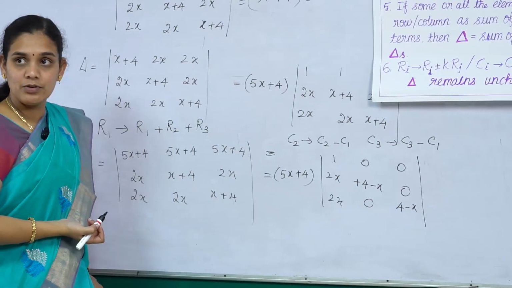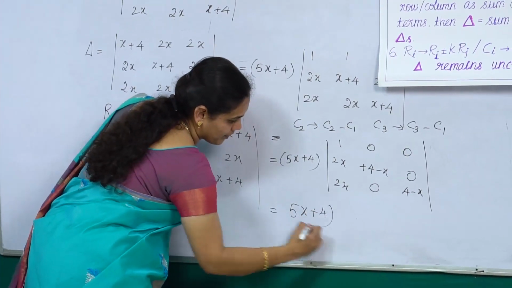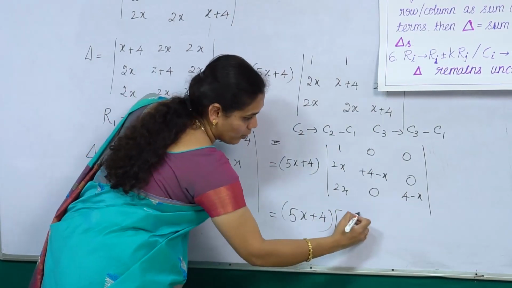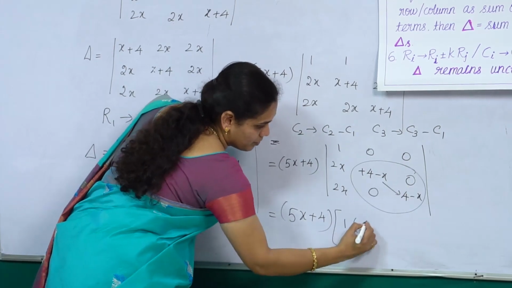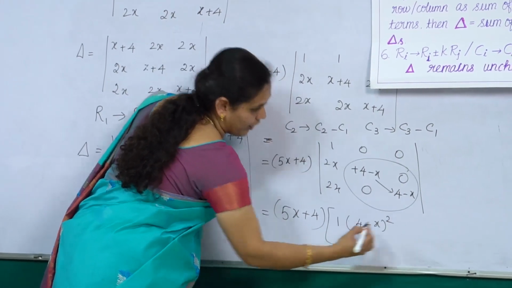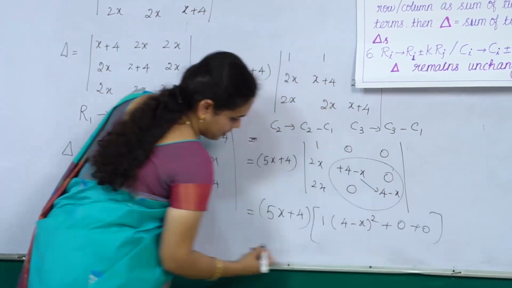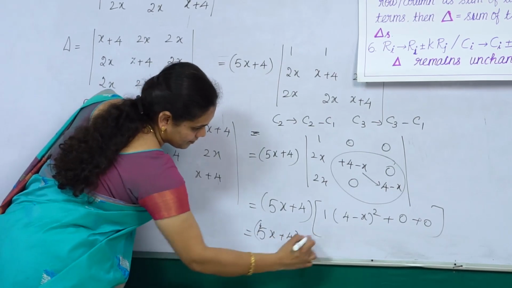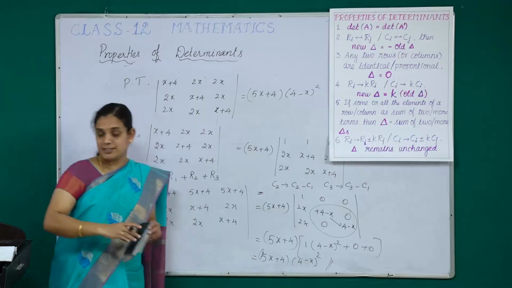It's easy for us now to expand. So this will be 5x plus 4 into, when you expand along the first row, you get 1 times this determinant. So it will be 4 minus x whole square. The other two will become 0 automatically. So this is our RHS. That's all. This is the proof.